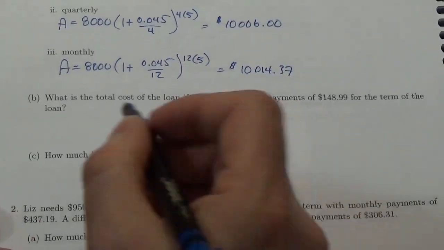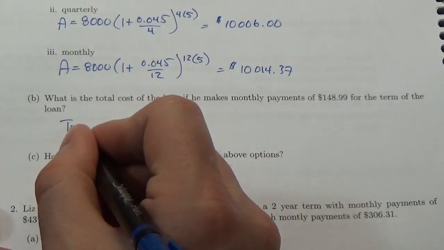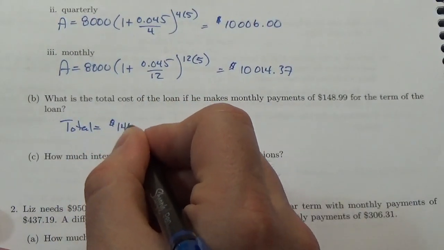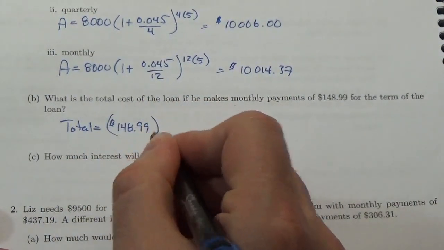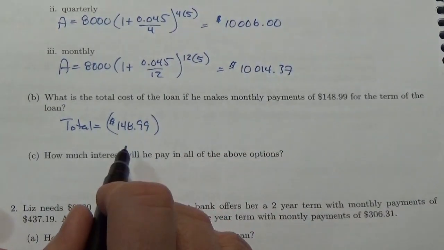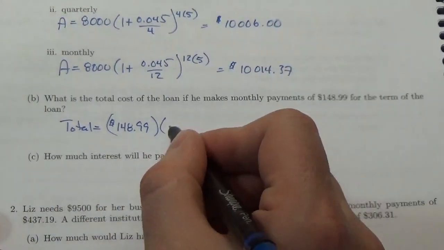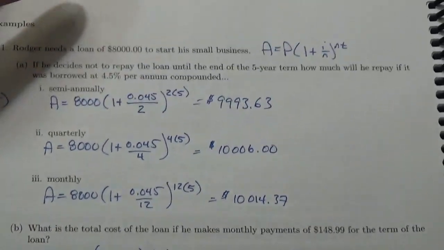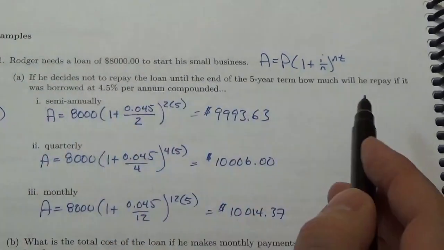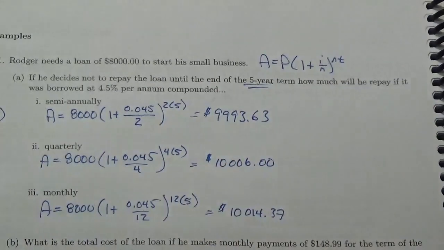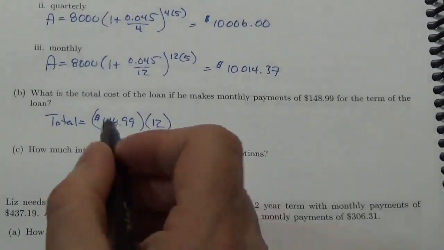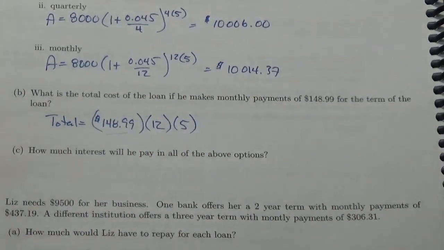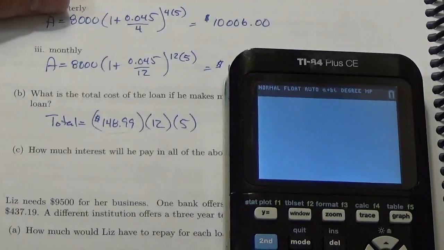So here, what we're going to do here is our total that we're going to pay is going to be that $148.99. Now, we're going to pay that monthly, which means 12 times a year. And if you go back to the original question here and just kind of scan through it, it was a 5-year term. So that means we're going to pay that amount of money 12 times a year for 5 years. So this is a much simpler calculation. Still going to pull out the calculator to do it here.